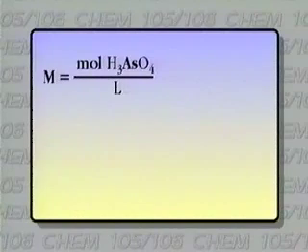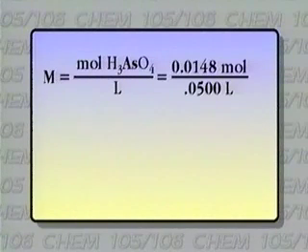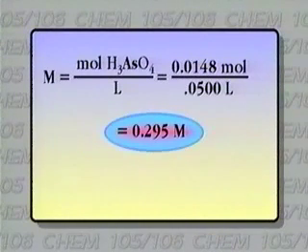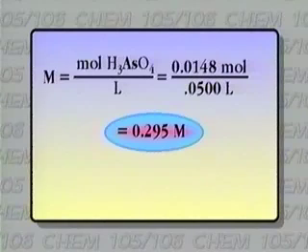So we will have 0.0148 mole over 0.0500 liters. 50 milliliters converted into liters, and we now have moles over liters, which is molarity. So now dividing by 0.05, we have a molarity equal to 0.295 capital M for the arsenic acid.